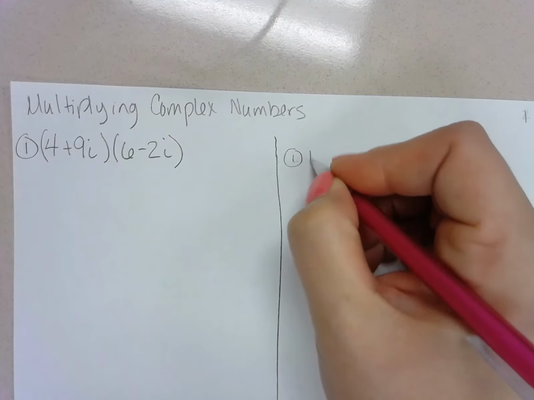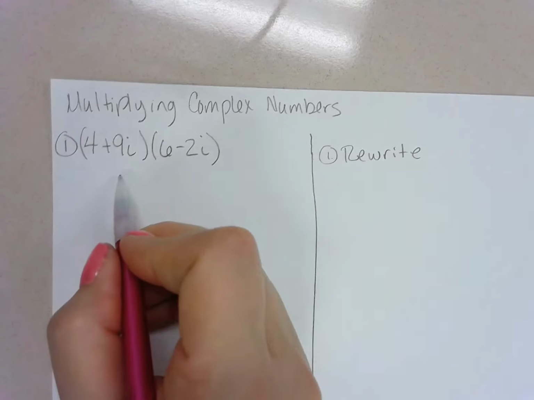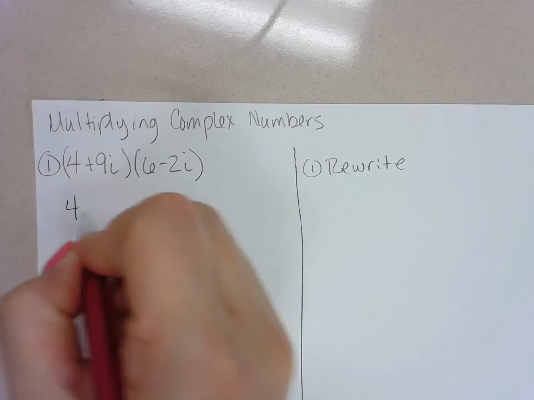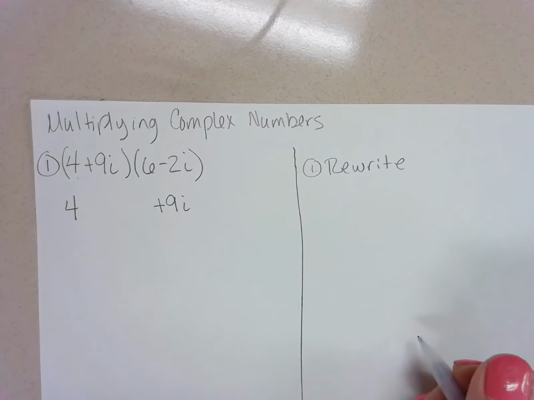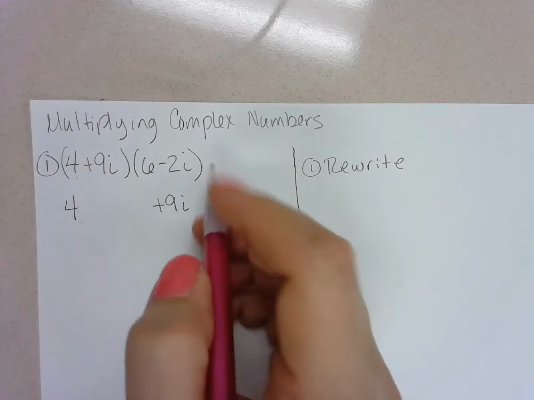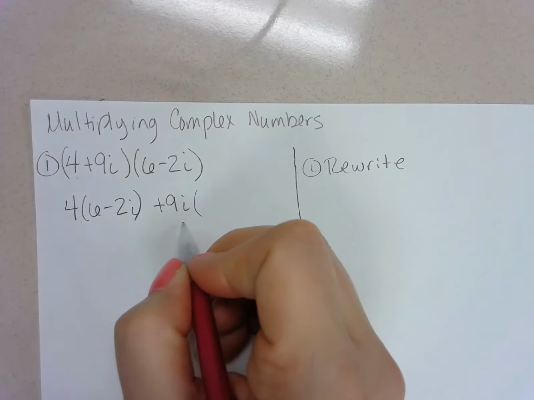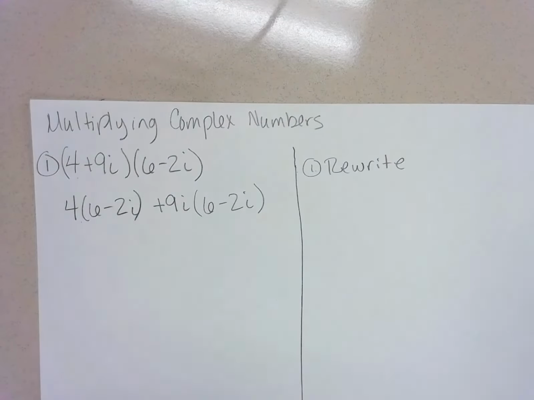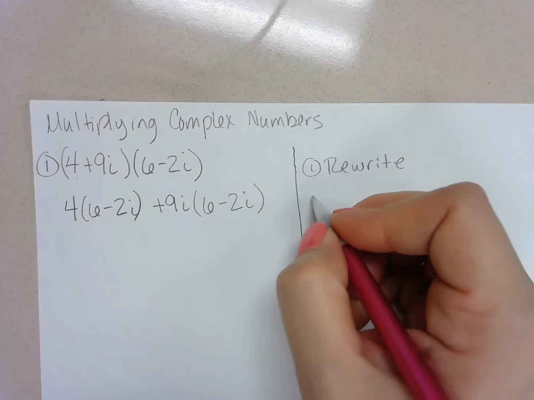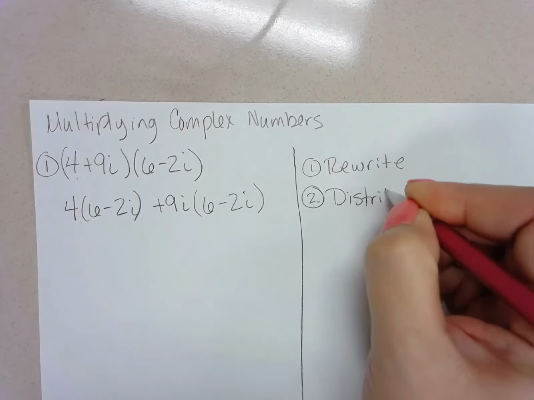So we're going to start by rewriting the problem. We're going to take that first set of parentheses and break it into two parts. We have a 4 and a positive 9i. We're going to multiply the 4 times the second set of parentheses, 6 minus 2i, and we're going to multiply the positive 9i times 6 minus 2i. So we rewrite the problem just like we did in multiplying polynomials, and then we're going to distribute. We want to get rid of those parentheses.